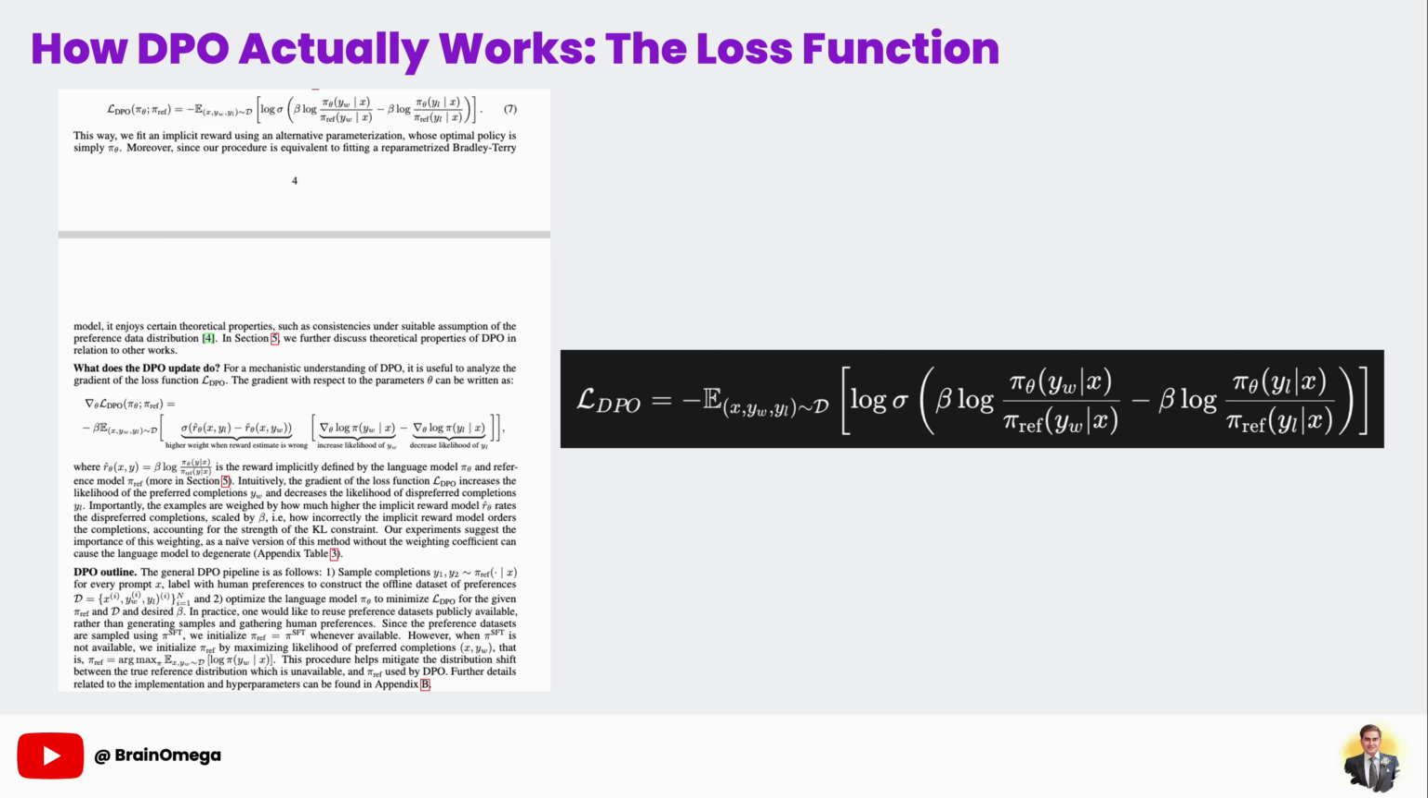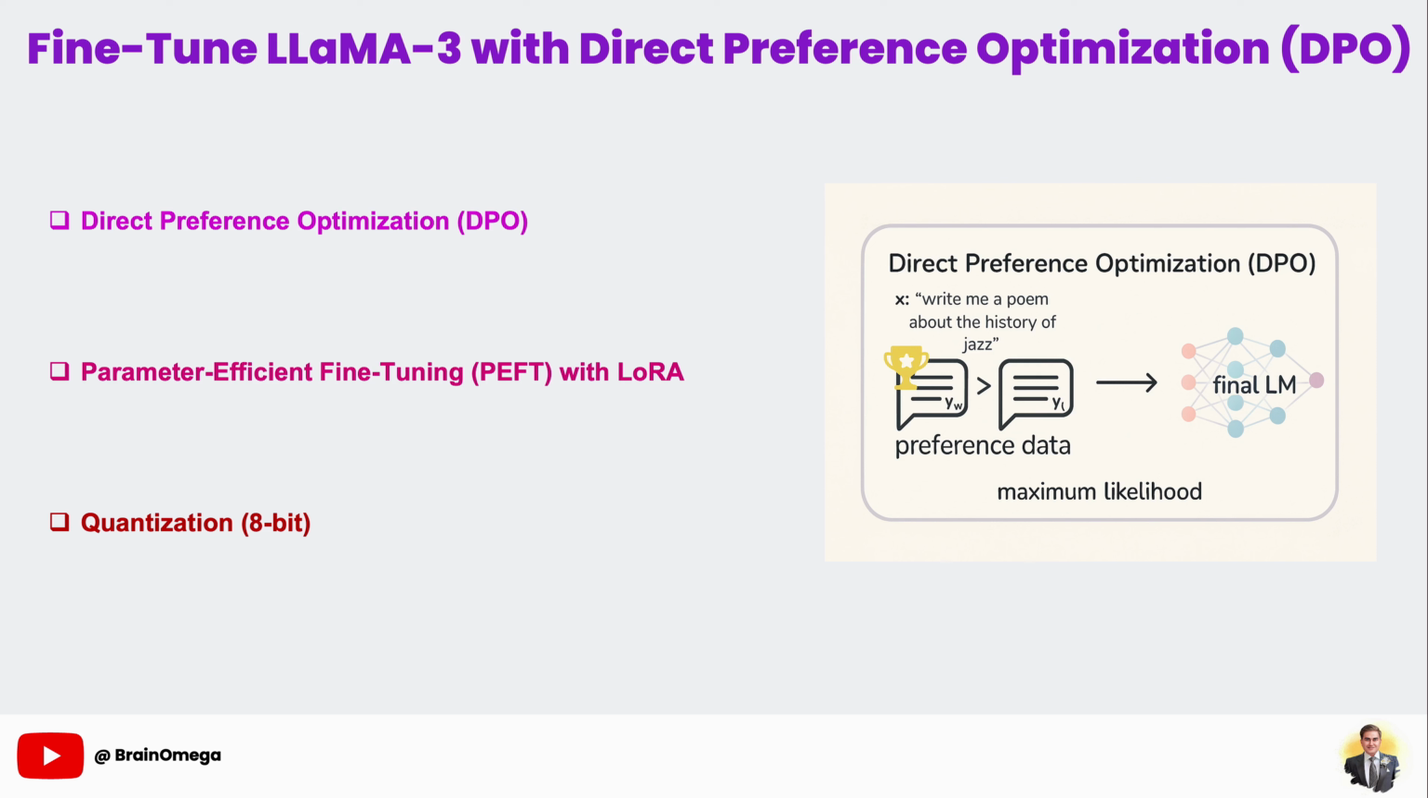More stable. The approach is far less sensitive to hyperparameters and sampling temperature than PPO, which can see its performance collapse under different settings. Direct preference optimization, or DPO, is a revolutionary, more direct approach, and today we're going to implement it from scratch to fine-tune the powerful Llama 3 model.